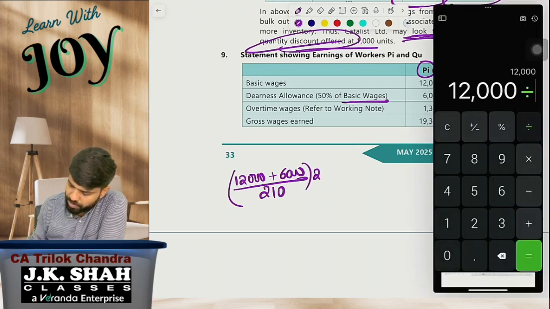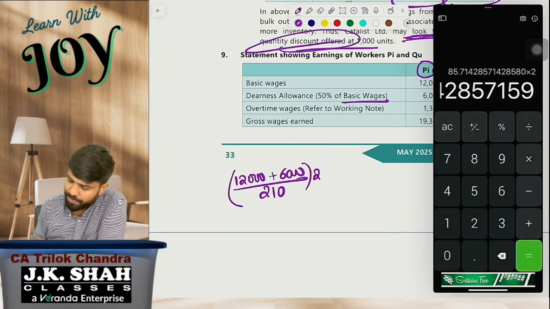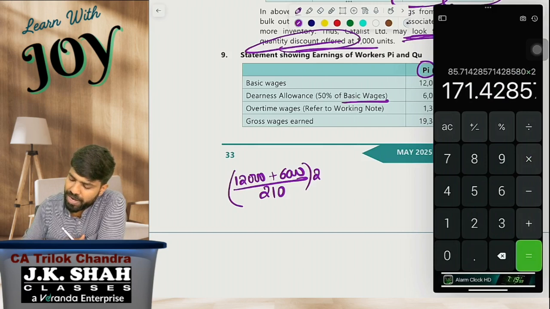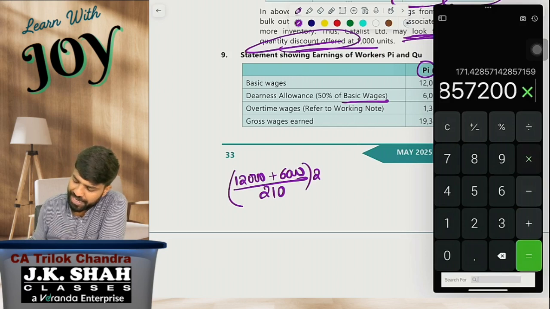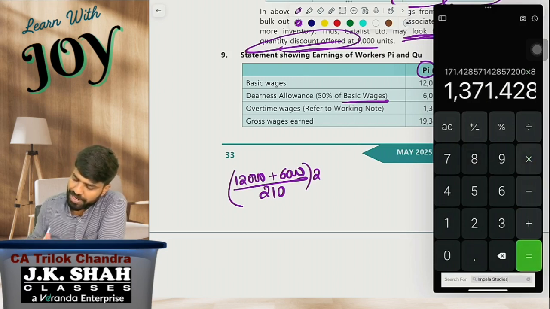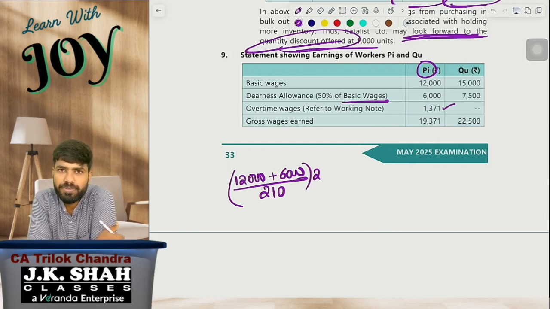12,000 plus 6,000 divided by 210 equals the rate, into 2 for double time. So 171.428. 171.428 into how many hours he is working? 8 hours. Into 8 hours we will get 1371.42. 1371 is the overtime wages.